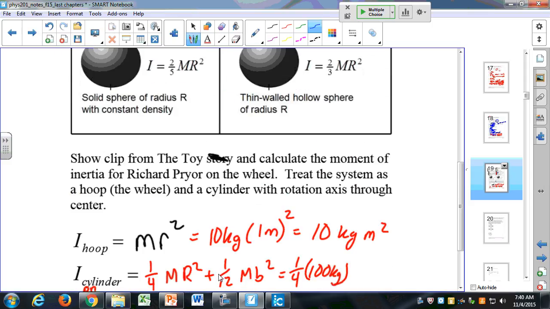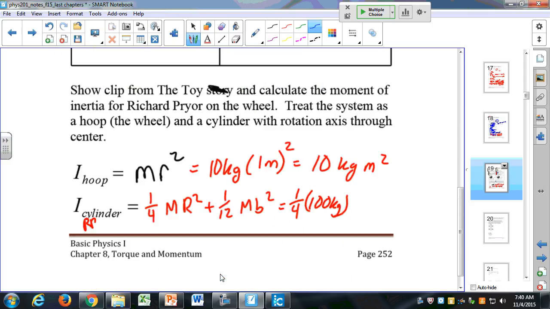So for the radius, I used 30 centimeters, 0.3 meters. That's the distance from the middle of your chest out to the end of your shoulder. That's roughly about 30 centimeters. And then I have 1/12 m, which is 100 kilograms. That's the mass of our cylinder, or the mass of Richard Pryor. And then b is the total length, so we'll say that's 2 meters squared. And then if I calculate this, I get 36 kilogram meters squared.